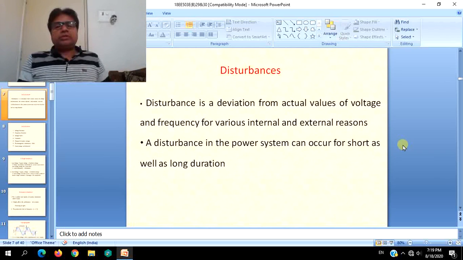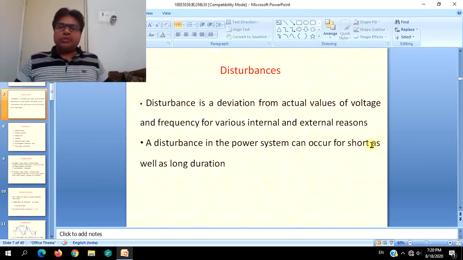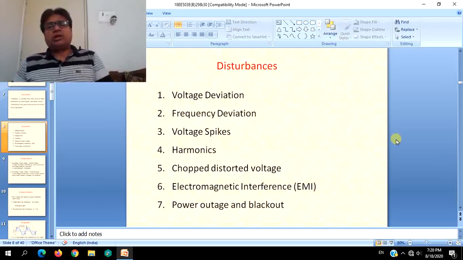So even though we follow all those things, there will certainly be some disturbances in any power supply voltage which results in the waveform, shape of the waveform. They are nothing but the deviation from the actual values of voltage and frequency for various internal and external reasons, which may exist for short duration as well as long duration. So these things we have elaborately discussed. What are they and what are their effects and how will they happen?